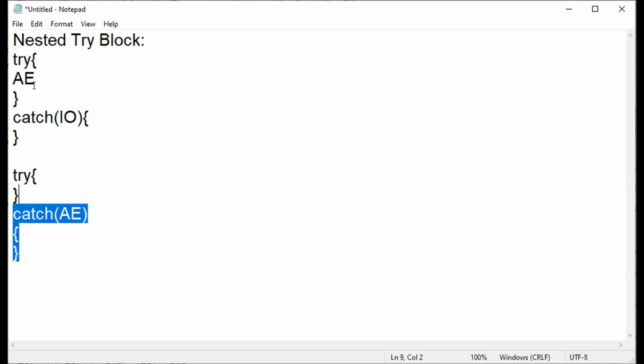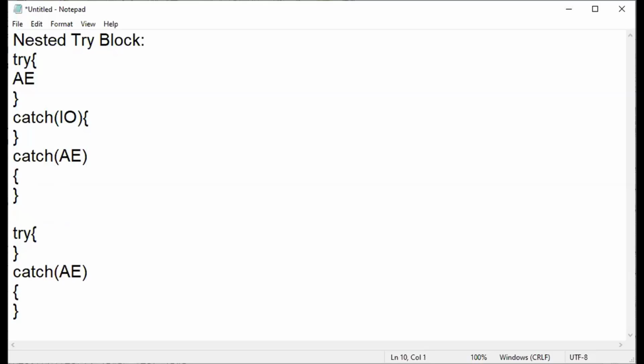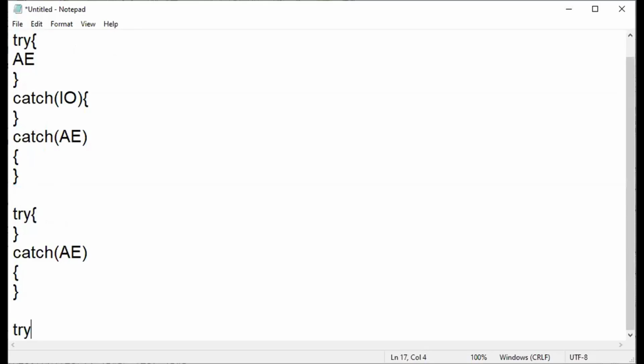Say for example, if I wanted to have this catch block here, a separate catch block for AE also, then I have to copy paste these instructions here. So again, with respect to one more try, I am writing the arithmetic exception. This arithmetic exception is with respect to this try, and this arithmetic exception is with respect to that try. Am I writing code redundantly? Yes. So instead of this, what I can do is write one try block.